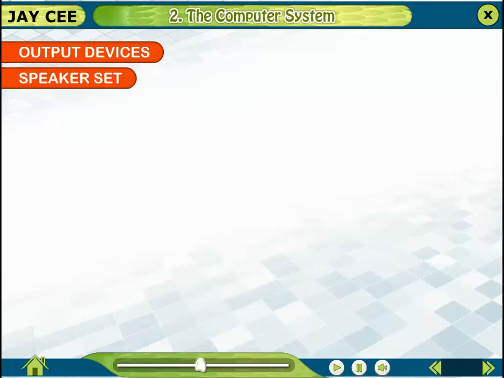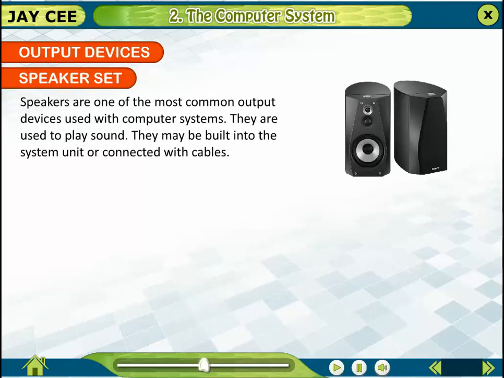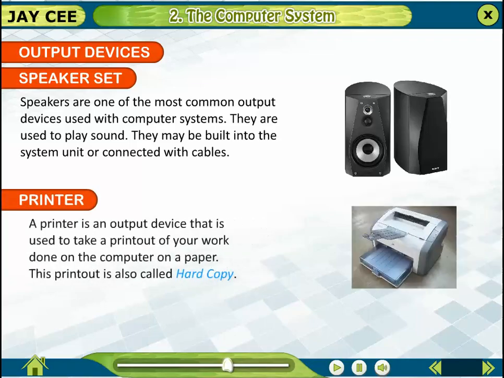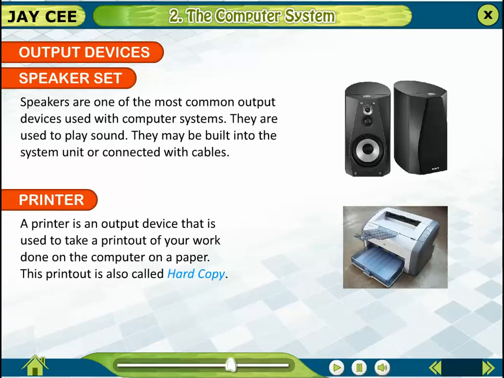Speaker set. Speakers are one of the most common output devices used with computer systems. They are used to play sound. They may be built into the system unit or connected with cables. Printer. A printer is an output device that is used to take a printout of your work done on the computer on paper. This printout is also called hard copy.